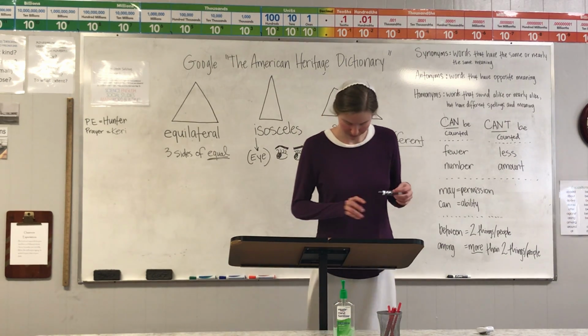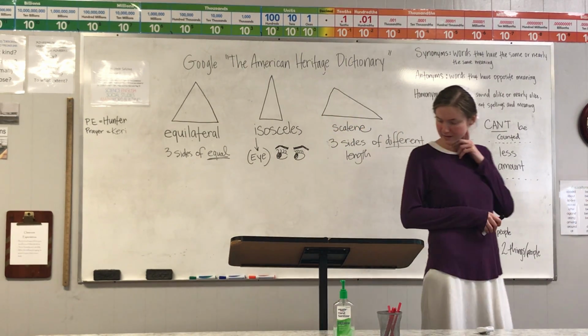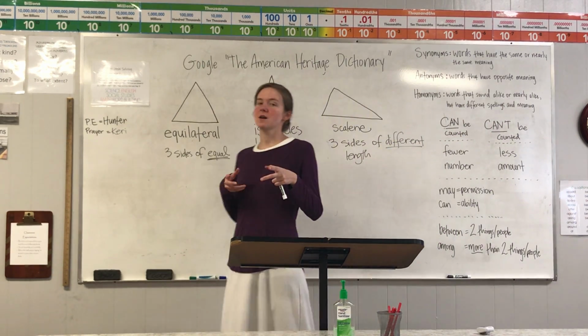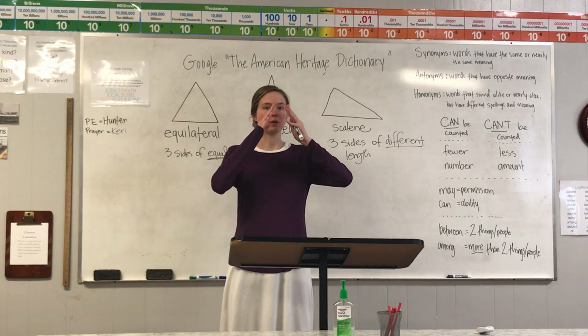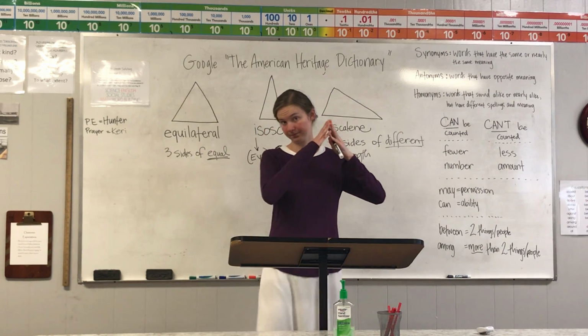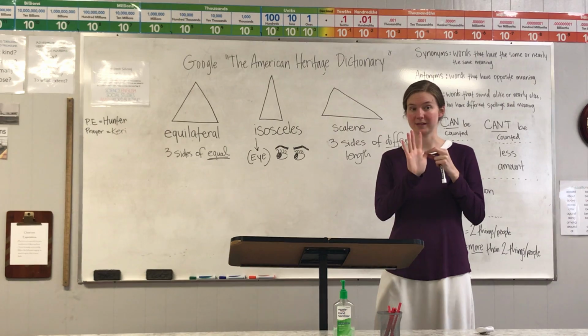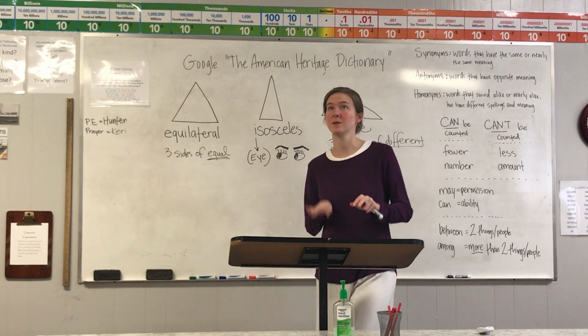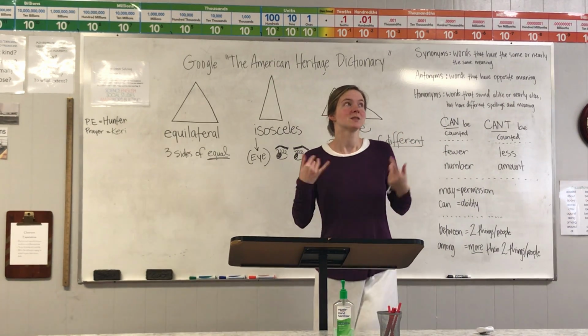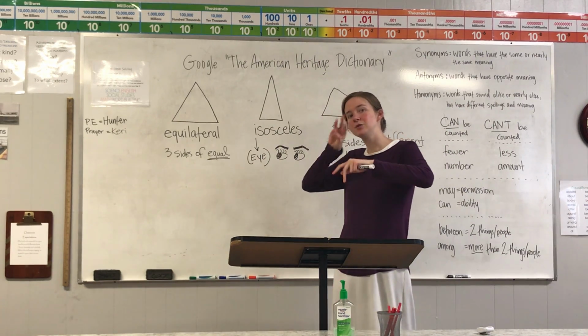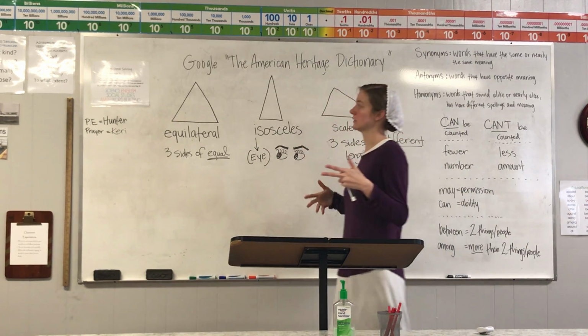Alright, turn your books back to lesson 2, page 6. We are talking about triangles today. Before we talked a lot about shapes that have 4 sides like quadrilaterals, parallelograms, rhombuses, trapezoids, squares, rectangles. Now we're kind of going down to 3 sides, so triangles.